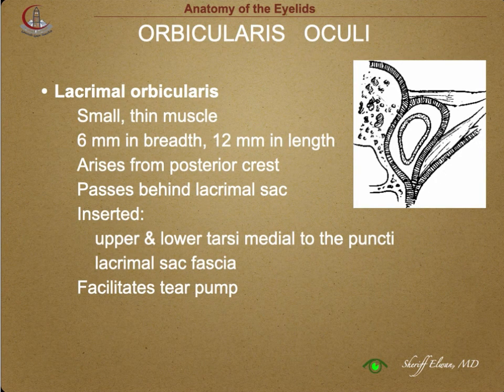Now we come to the lacrimal portion of the orbicularis, that is the lacrimal orbicularis, which is a smaller thin muscle, 6 mm wide and 12 mm long, arising from the posterior lacrimal crest, passing behind the lacrimal sac to become inserted into the upper and lower tarsi, medial to the puncti, and to the lacrimal sac fascia. And as I described before, it facilitates the tear pump by pulling the walls of the sac outwards, pulling the fascia around it and creating negative pressure that sucks the tears into it.